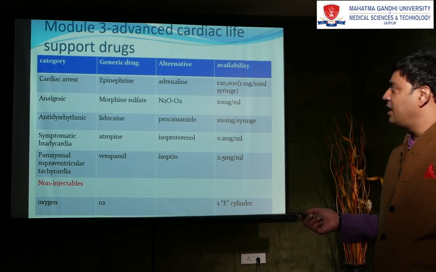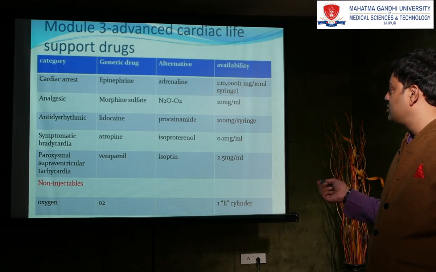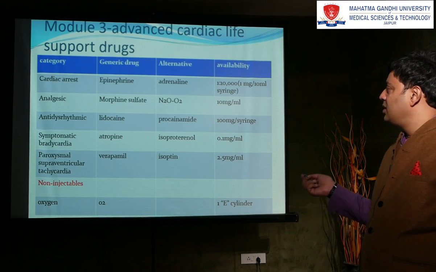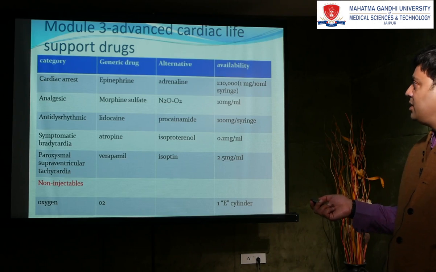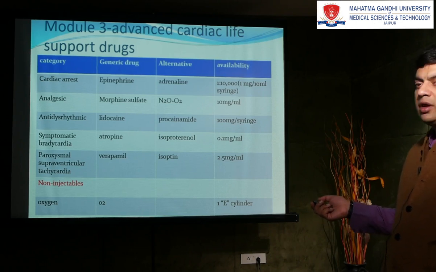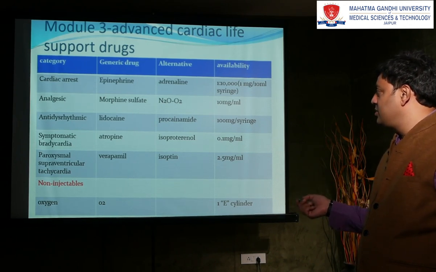For cardiac arrest, you have epinephrine, the alternative is adrenaline, dosage is 1:10,000, 1 mg per ml. Analgesic is morphine sulfate, the alternative is nitrous oxide oxygen, 10 mg per ml is for morphine sulfate. Antidysrhythmic, you have lidocaine, procainamide is the alternative, 100 mg per syringe.